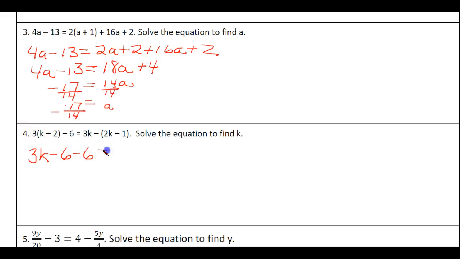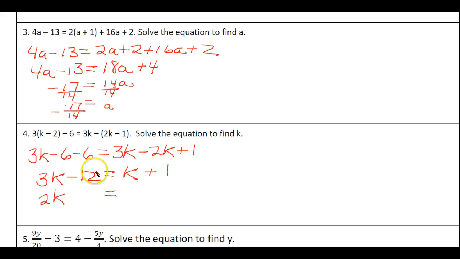minus 6 equals 3k. Now, when you have a negative in front of a parenthesis, we remove the parenthesis and just change the signs. So this becomes a 2k, a negative 2k, and this becomes a positive 1. So again, next step, collect like terms. 3k minus 12 equals k. 3k minus 2k is k plus 1. And I want my k's to be positive, so I'll subtract a k, or transpose it, becomes a negative k.